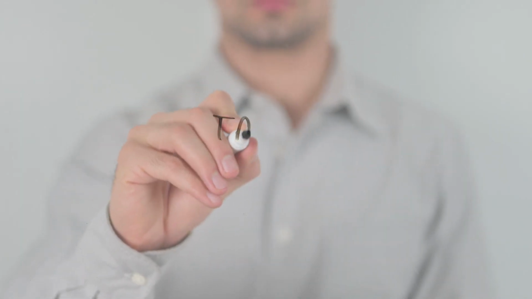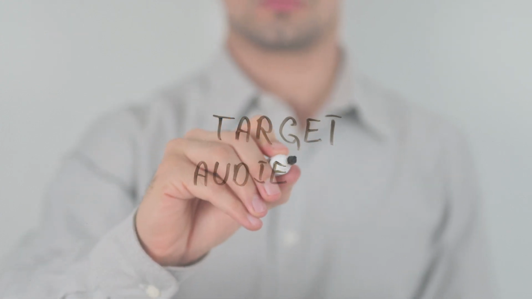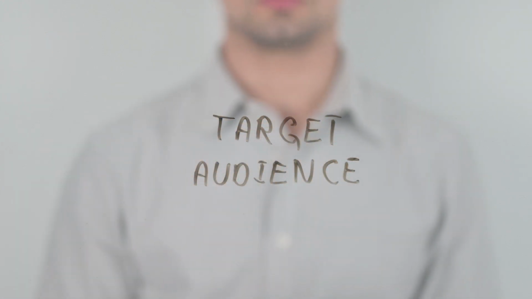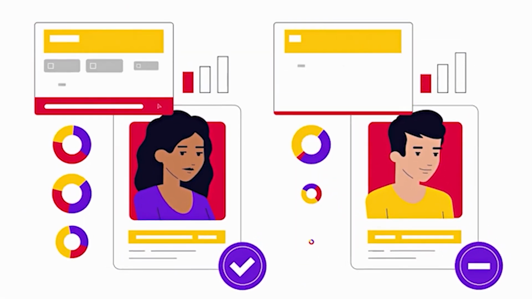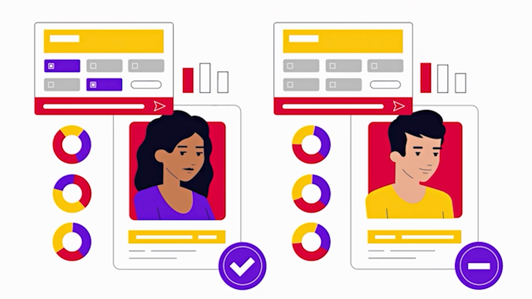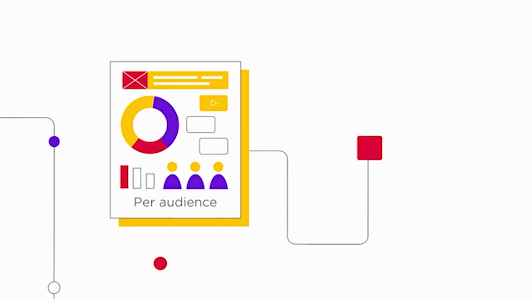Target audience. Understanding your target audience is crucial for the success of any app. You should be able to clearly define who your app is intended for, what their needs and goals are, and how your app will meet those needs. This information will be used to guide the app's design, features, and functionality, as well as its marketing and promotion.